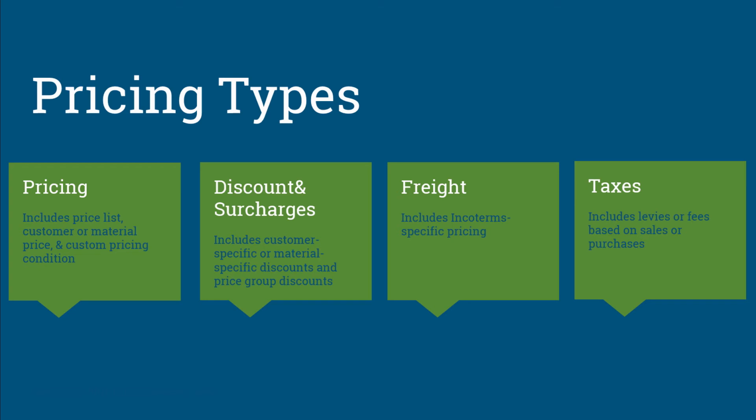Now let's review the different pricing types. Pricing type is a key aspect of the pricing procedure. As you can see, the pricing conditions in SD can be broadly categorized into the following sections: pricing, discounts and surcharges, freights, and taxes. Pricings are nothing but the price list, customer or material specific prices, and custom pricing conditions.